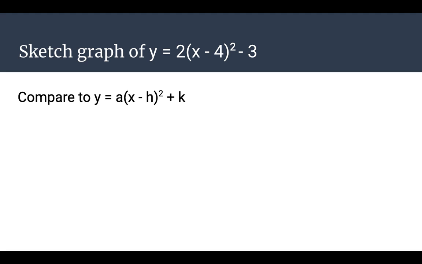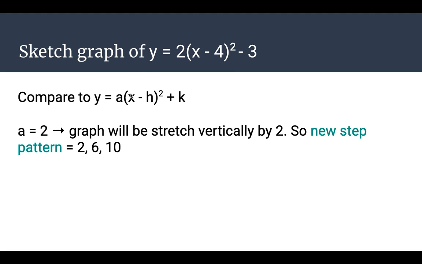And we're going to compare this equation to the general quadratic equation in vertex form. So y equals a times (x minus h) squared plus k. So let's take a look at what each of our letters is and what that means when we're trying to sketch a graph. So our a is 2. That means the graph is going to be stretched vertically by a factor of 2. That means our new step pattern is going to be 2, 6, 10.